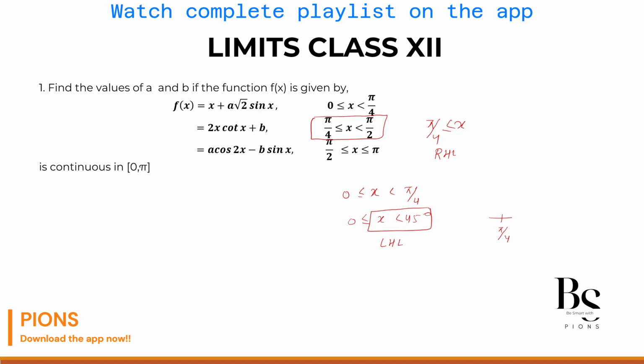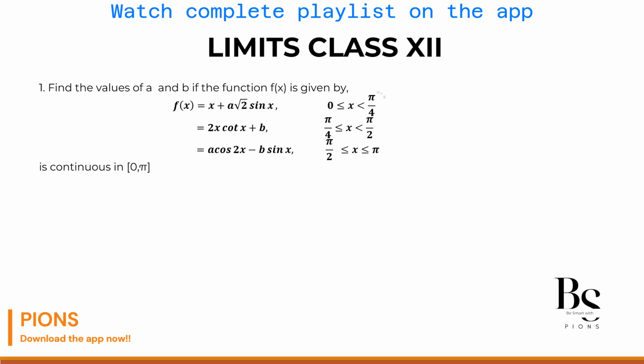Next, x less than pi by 2, left hand limit of pi by 2. And here x greater than pi by 2, right hand limit of pi by 2. X less than pi, left hand limit of pi. Let me take a fast recap of what we have done just now. So let me just remove this and repeat what we have discussed.